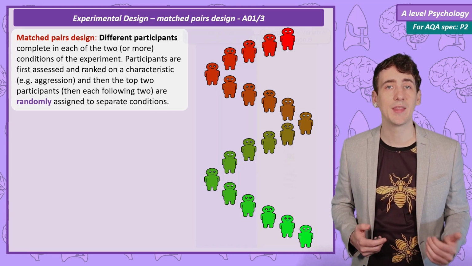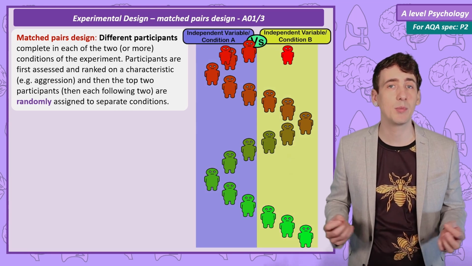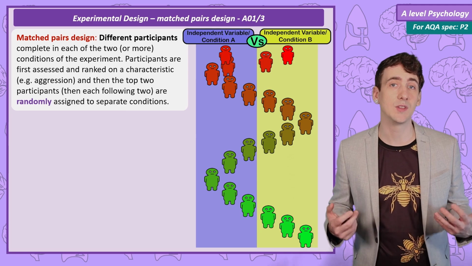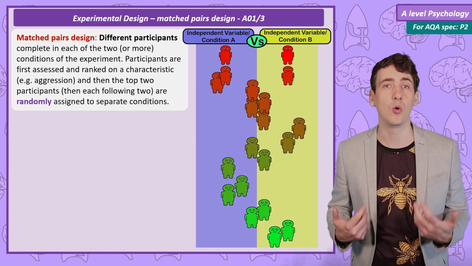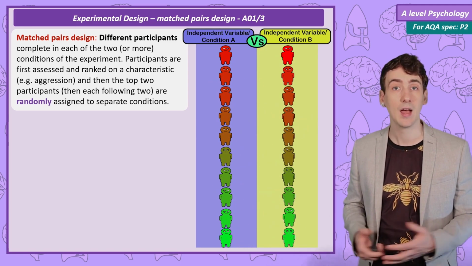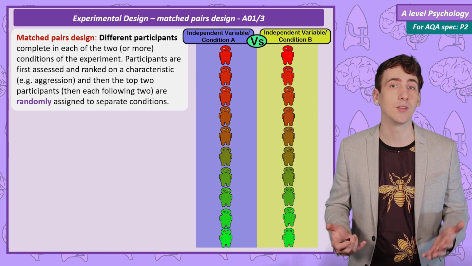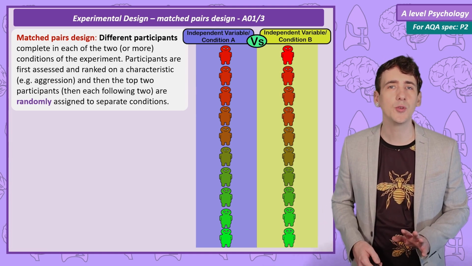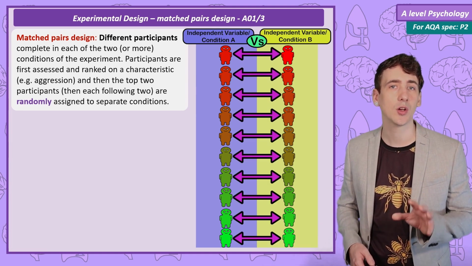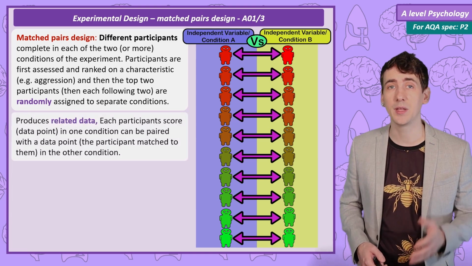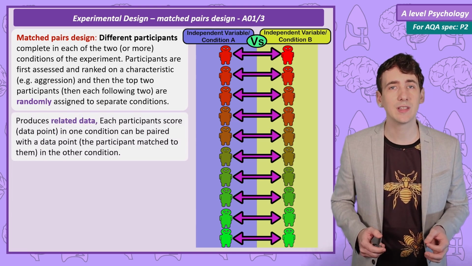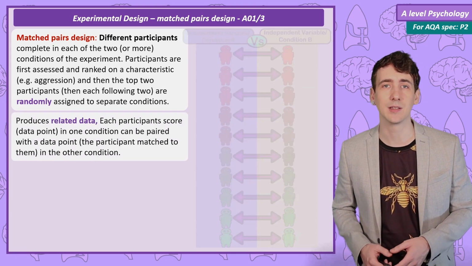We would then randomly assign the highest scoring two participants to separate conditions of the experiment, and then do the same for the next two and continue until all the participants are assigned. And then we have two groups that are balanced for that characteristic. The results for each pair in each condition are compared in the same way as repeated measures design, so we do treat the data again as related data.